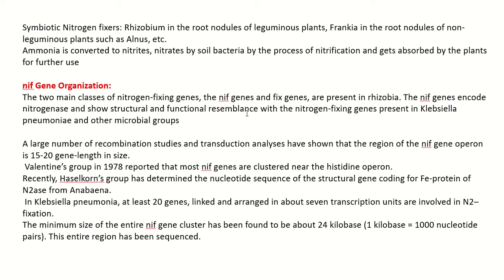Ammonia is converted to nitrates. Ammonia, NH3 or NH4+, is converted first to nitrites and then to nitrates, NO3-, by these soil bacteria, and this process, as you know, is called nitrification. Then that is absorbed by the plant for further use. This is the general phenomenon without a leguminous crop.